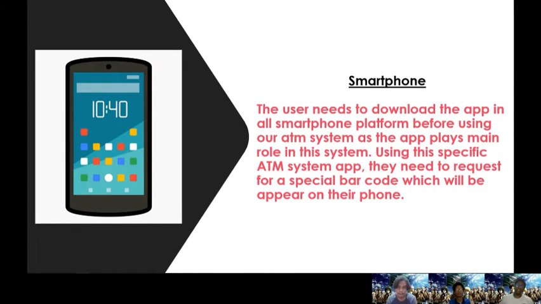Okay, thank you. This one is a smartphone. The user needs to download the app on all smartphone platforms before using our ATM system, as the app plays the main role in this system. Using the specific ATM system app, they need to request a special barcode, which will appear on their phone.